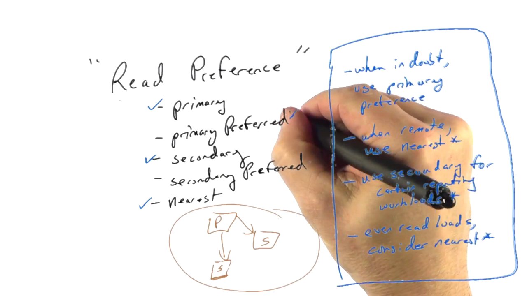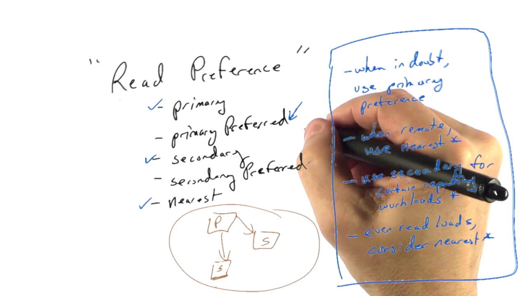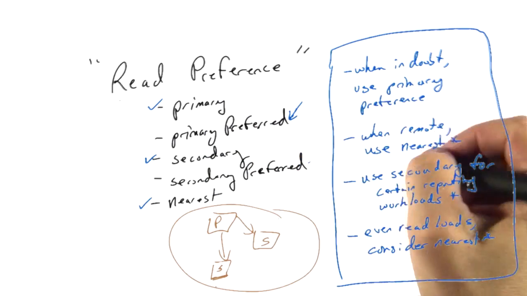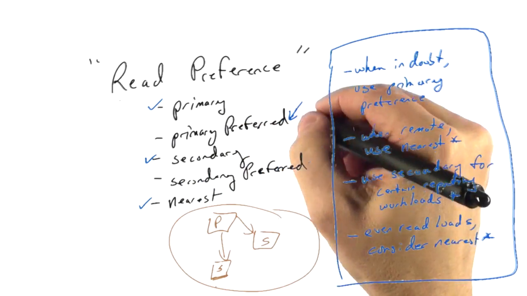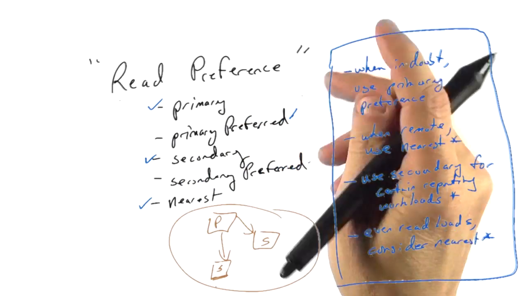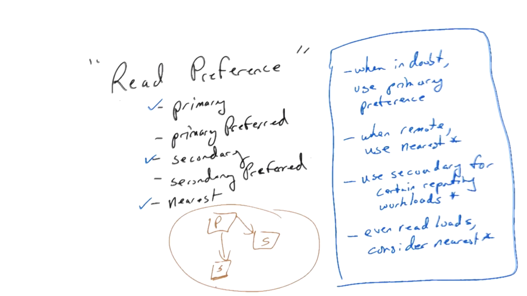And on the primary preferred one, I have a very different concern, which is: am I okay with the fact that I have eventually consistent reads when the primary is down? And that's so rare that I might not even notice. Did I test that? Certainly they both can be used if you're using them thoughtfully.